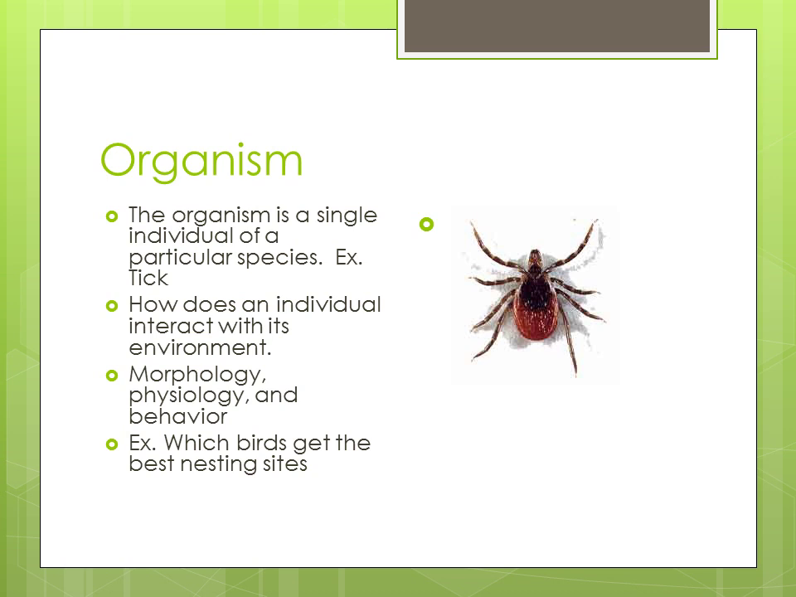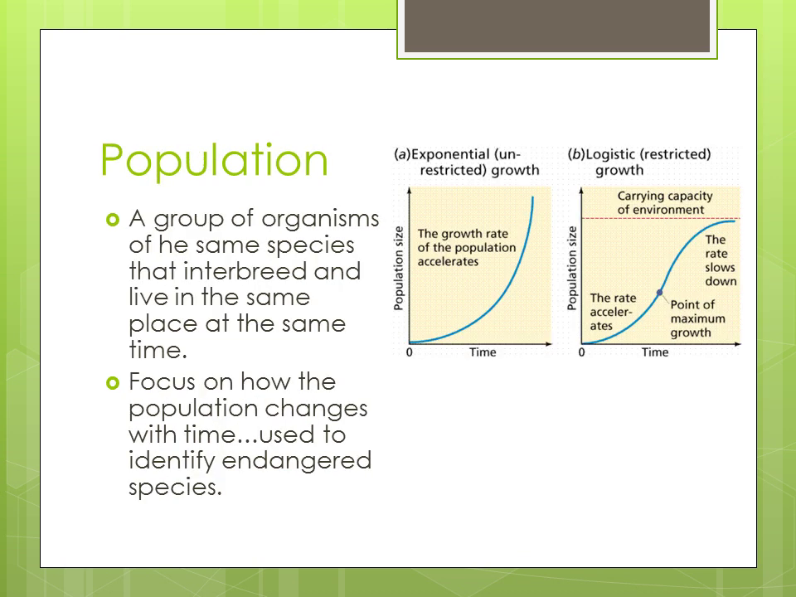Another example is which bird gets the best nesting site. So you can compare birds and see, hey, ones with a particular type of look or maybe sharper talons, these get a better nesting site. And that's the organismal level of ecology. Now we're going to build on that and talk about the population level.